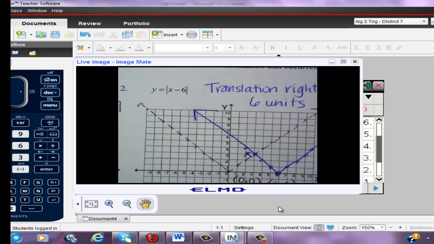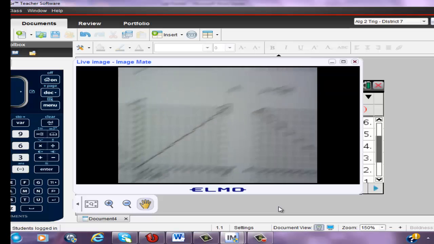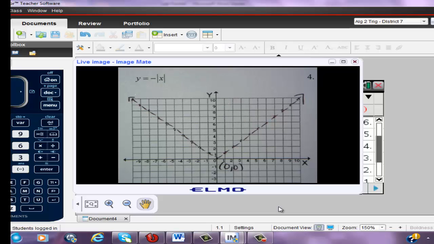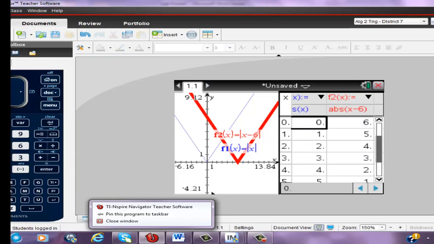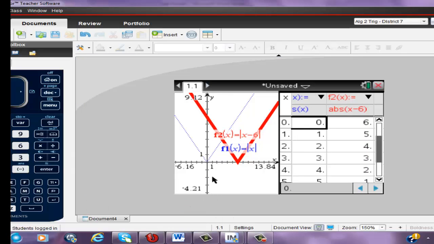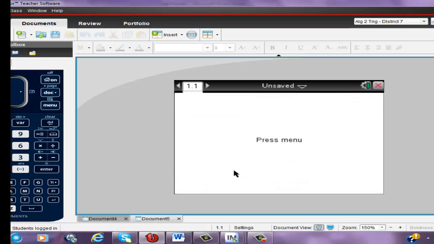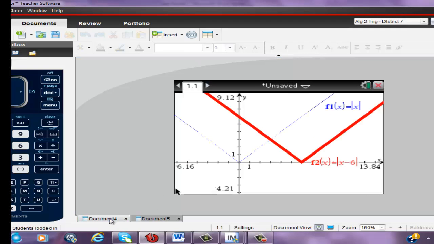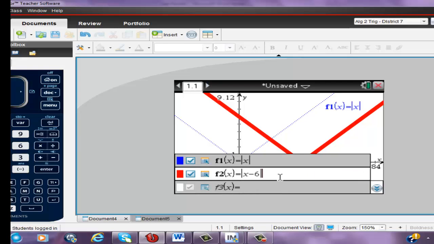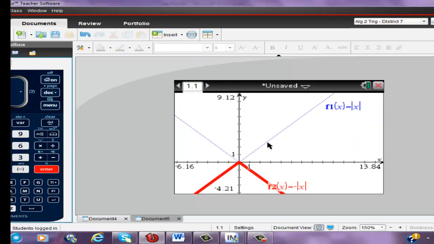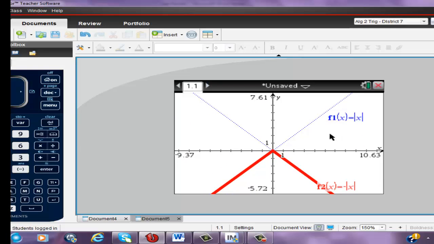Okay. Next, number 3. We're now going to take our parent and negate it. Back to the Inspire. Get rid of the table. Control G and change your child to the negative absolute value of x. And there it is, reflected over the x-axis. Just like yesterday's negative, reflected over the x-axis.